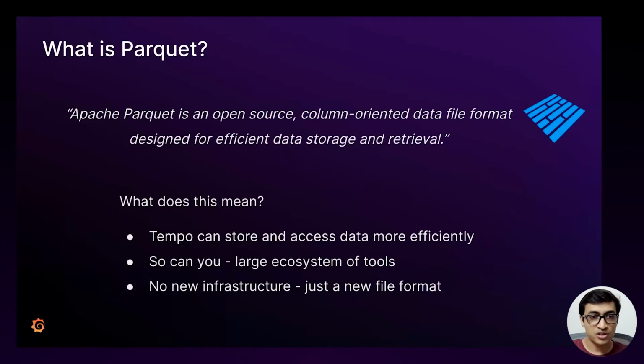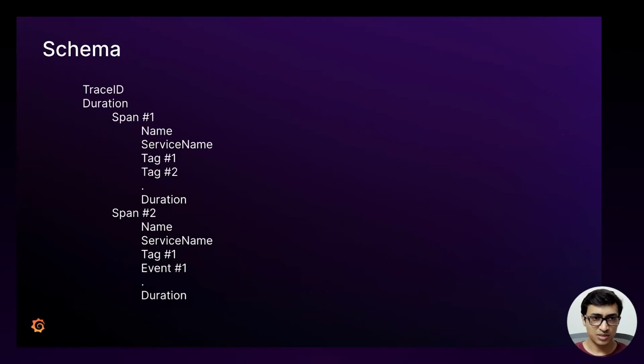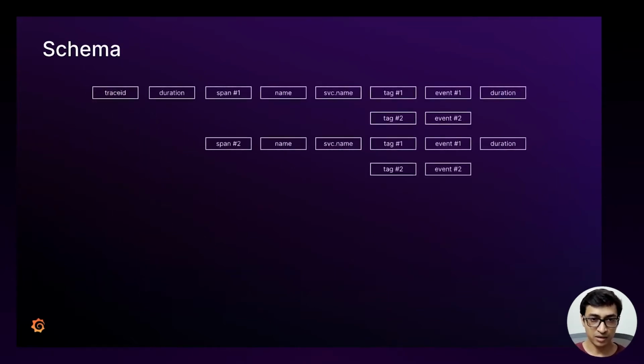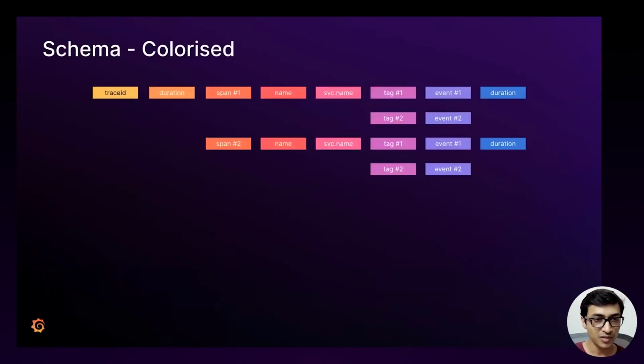So now let's look at what storing traces in Parquet actually looks like. So a trace typically looks something like this, right? It's got a trace ID, it's got a start and end time, it's got a couple of spans, and each of these spans has a name, a service name, a couple of tag attributes. Each of the spans has a start and end time, and possibly an event like a log line attached to it. So I'm just going to take these schema attributes and lay them out in a different manner to make it intuitive to work with Parquet files for this presentation. And I'm going to colorize them to make them a bit more fun.